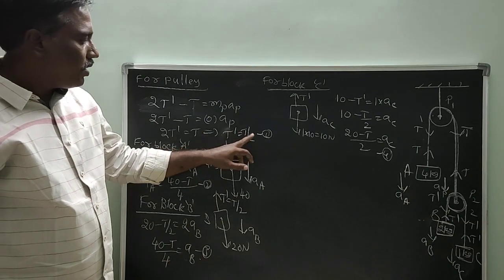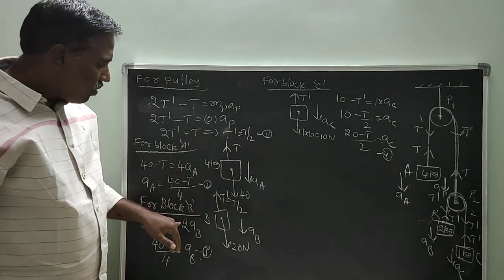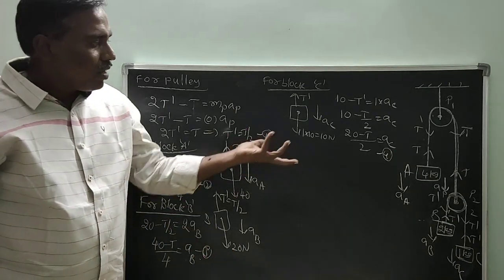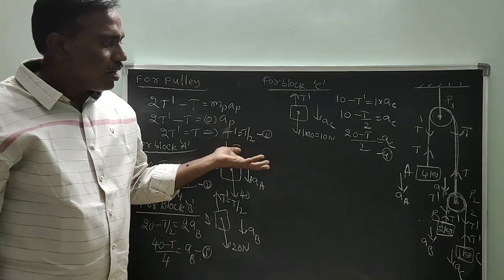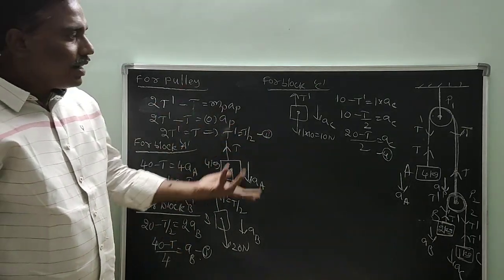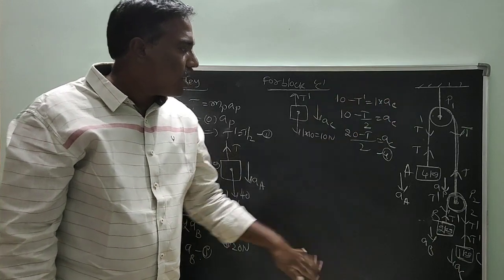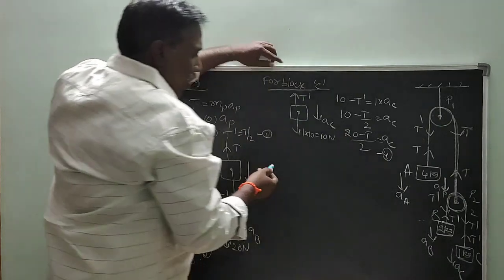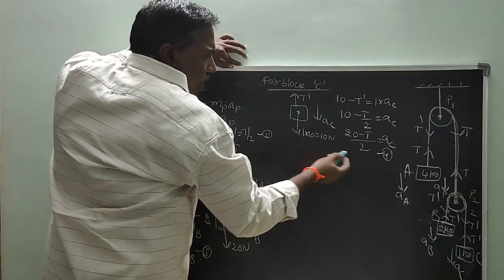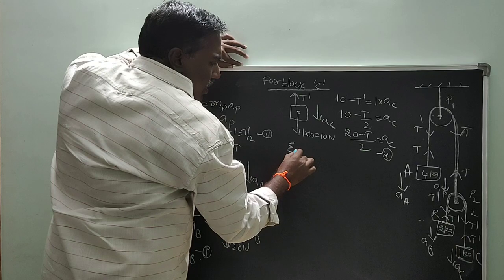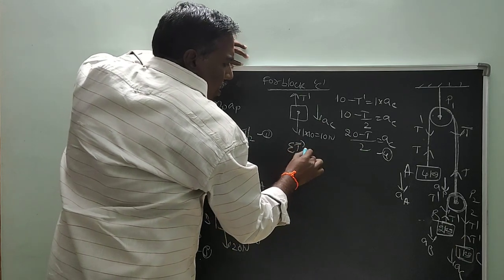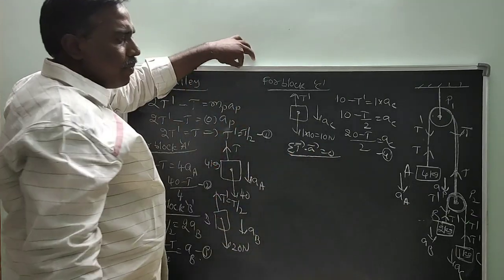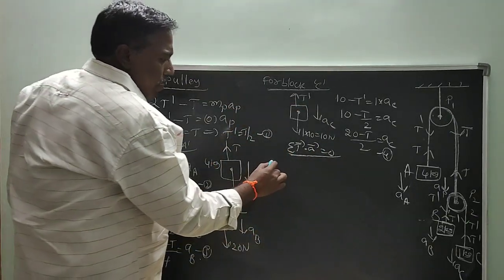Here T is unknown, AA is unknown, AB is unknown, and AC is unknown. So there are 4 unknowns. How to relate these 4 unknowns? By using the constraint relation, we can relate all these accelerations. The constraint relation for string 1 is nothing but the sum of T vector dot A vector is equal to 0.